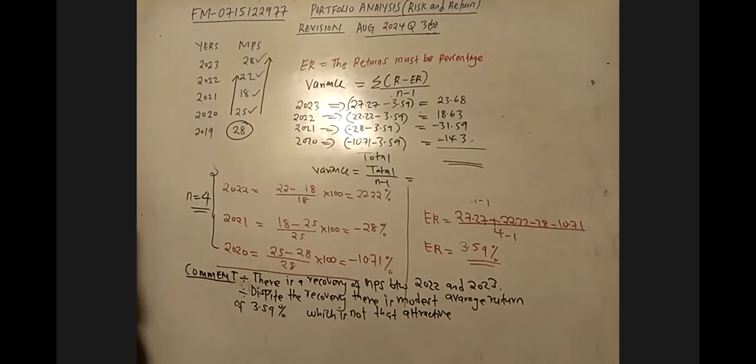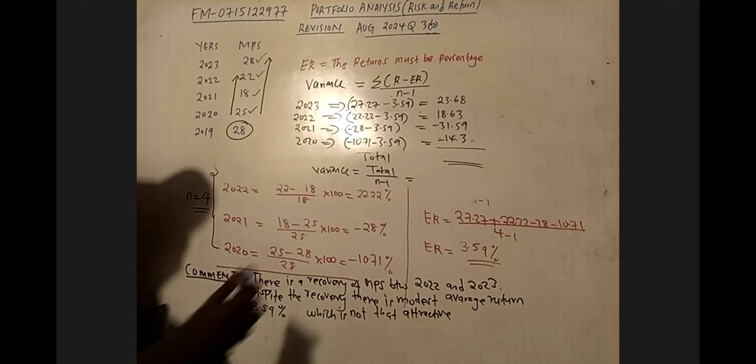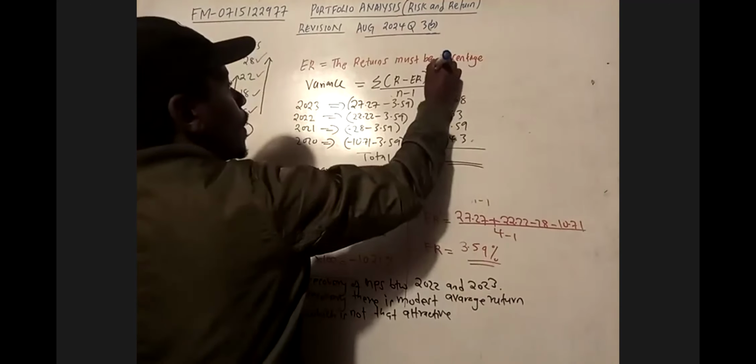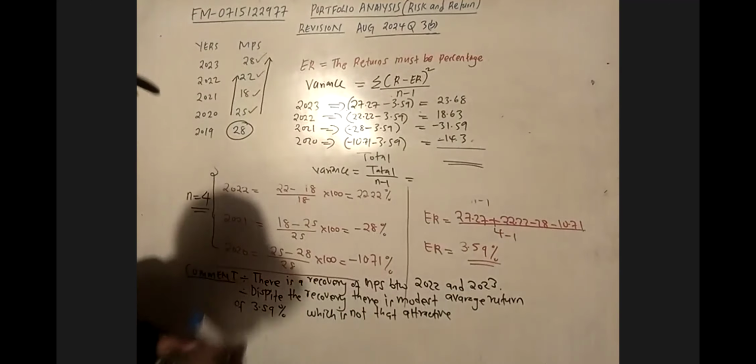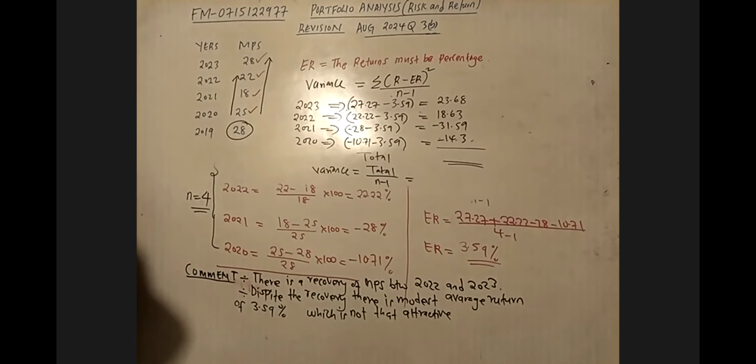Na kuna makosa tumefanya, na nyinyi mniambie. Kuna makosa tumefanya. We are supposed to get the square root. Remember square root? Tumesahau kufanya kupata square root of those items. So you need to find the square root.